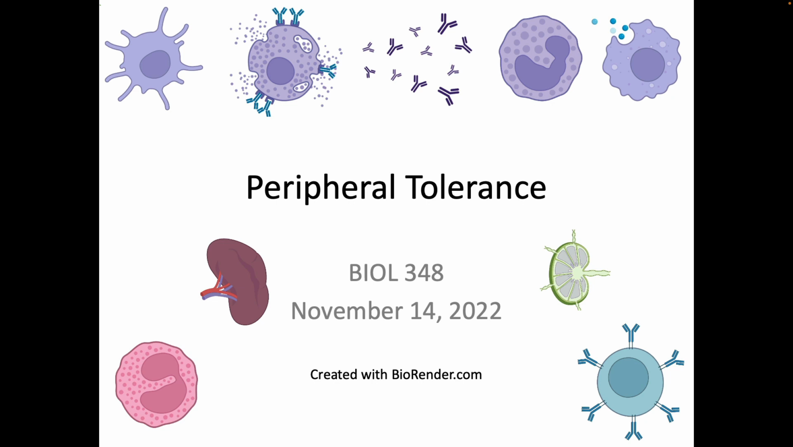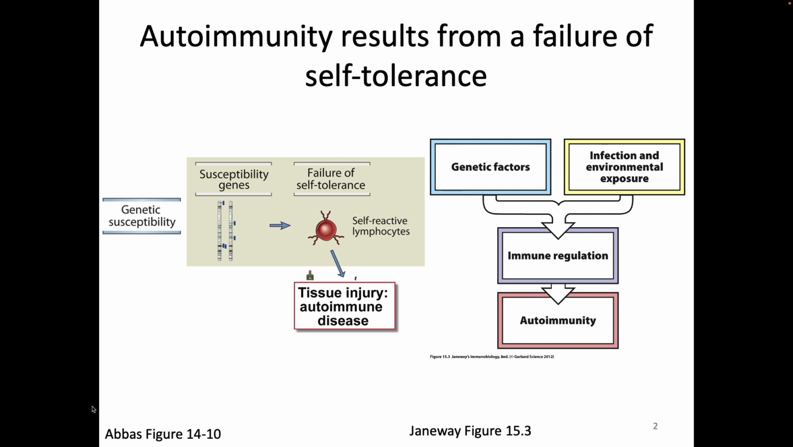In thinking about tolerance, we are really thinking about the way we avoid making responses to self-antigens. So this came up in another class. Autoimmunity is really a situation where you are making a response to self-antigens. That is different from immunodeficiency, where you are missing an immune response. It's also a bit different than what immunologists call hypersensitivity, which is where you're making a response against something that's foreign but harmless, like me and pollen.